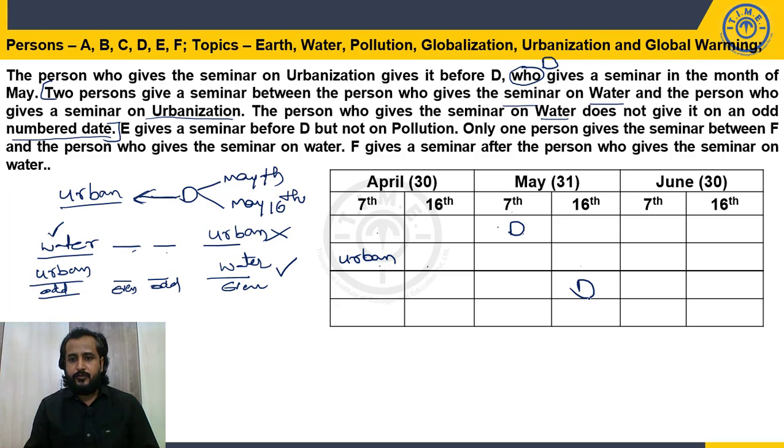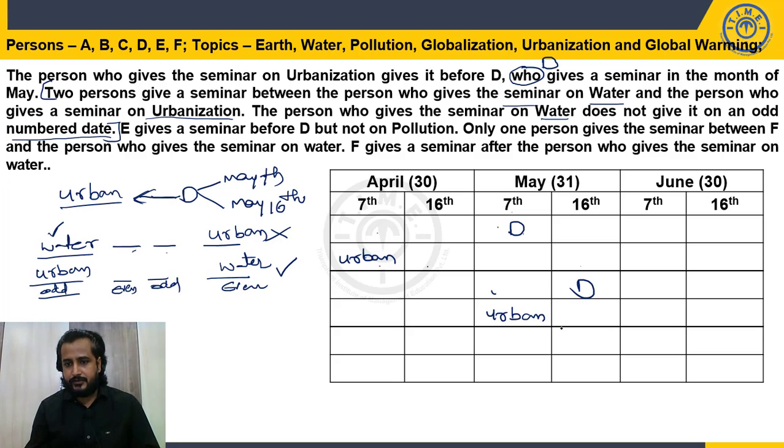Now here in this case, before D, urbanization should be placed in the odd number date. So for the odd number date, again we have 2 possibilities, May 7th as well as April 7th. So let us take one case, May 7th. And what is the other case? Let me write that also. D here, and this will be urbanization. So one of these 3 cases will be my answer.